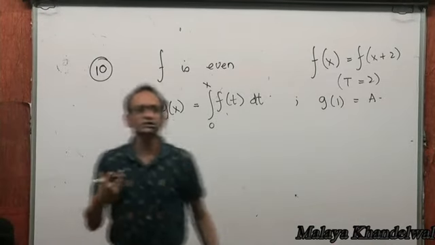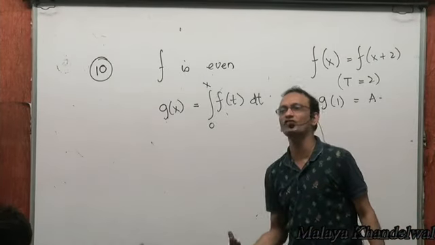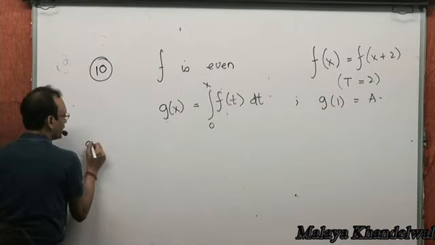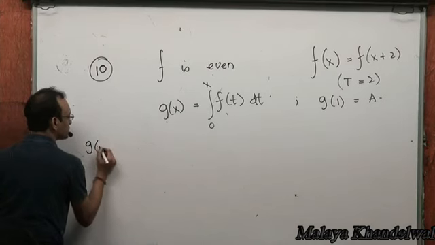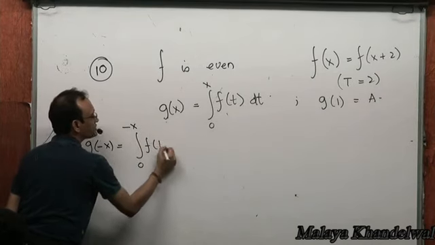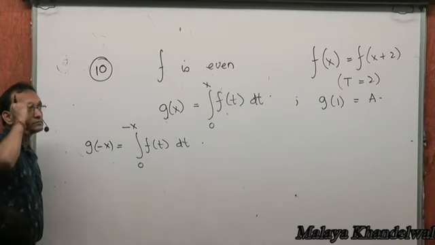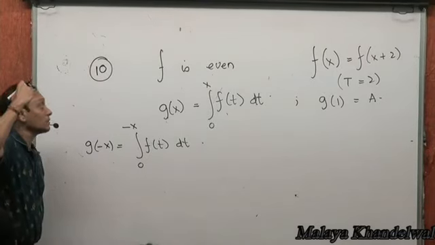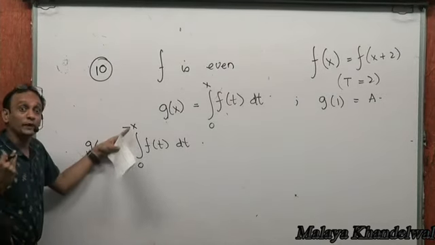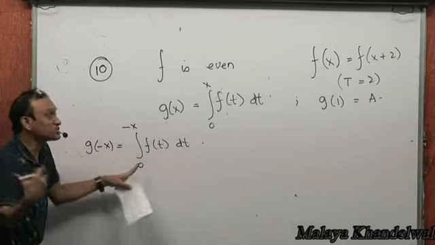That means if I can show that g(x) plus g(-x) is 0, then the problem is solved. Now g(-x), let me start with g(-x). That's the integral from 0 to -x of f(t) dt. If t varies from 0 to -x, then -t varies from 0 to x. So let me try and make -t my variable of integration.